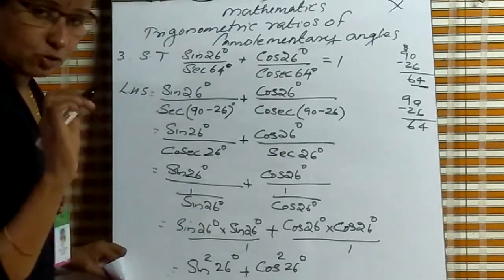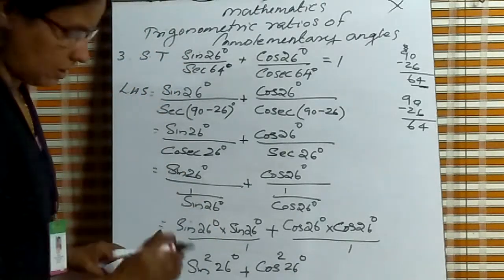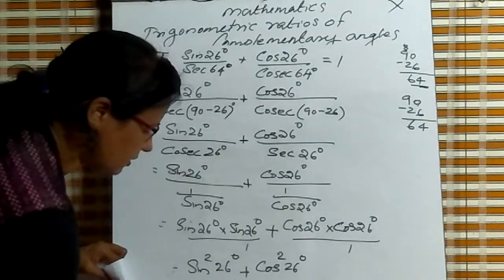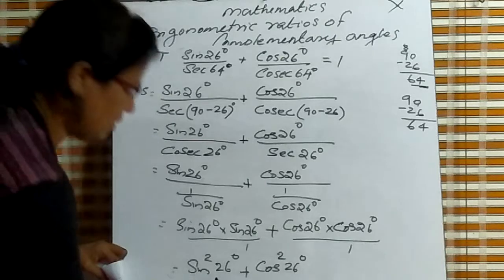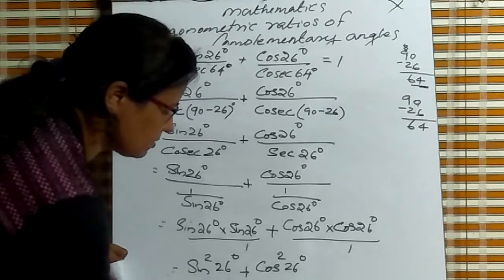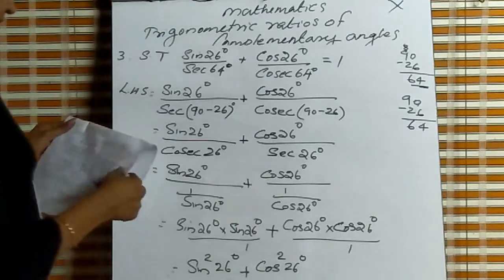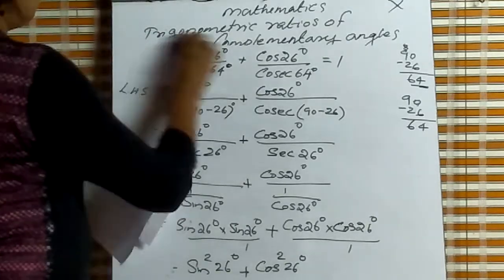We know that sin² A plus cos² A is equal to 1. So sin² 26° plus cos² 26° is equal to 1, which equals RHS. Fourth question.